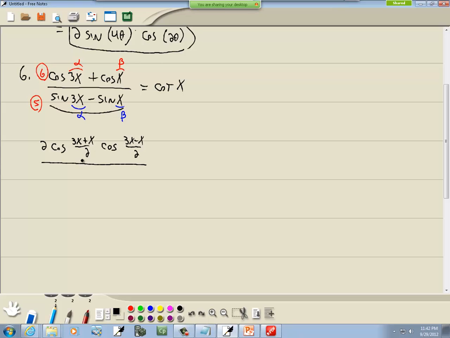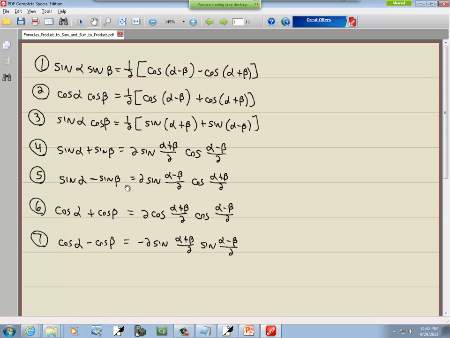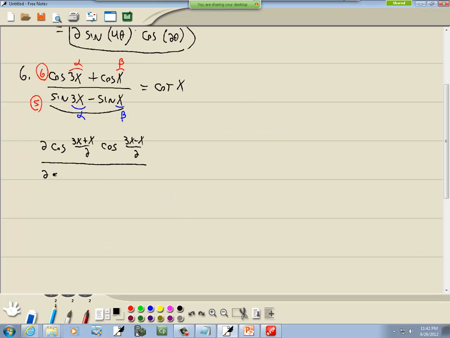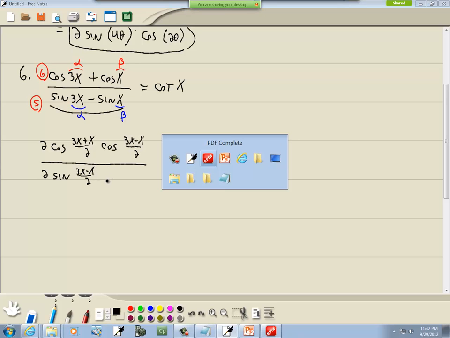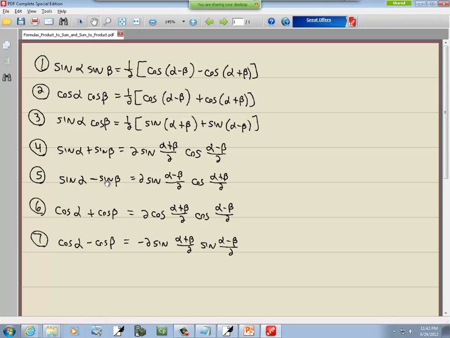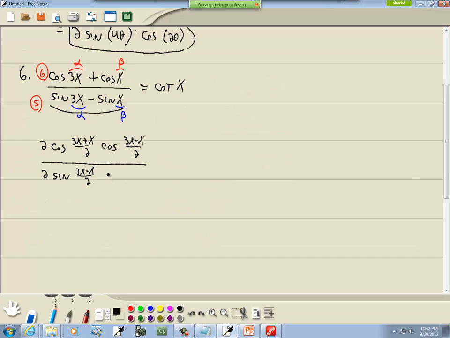Our bottom one is formula 5. So we got 2 sine of alpha minus beta, so we got 3x minus x over 2, and cosine of alpha plus beta. So cosine of 3x plus x over 2.